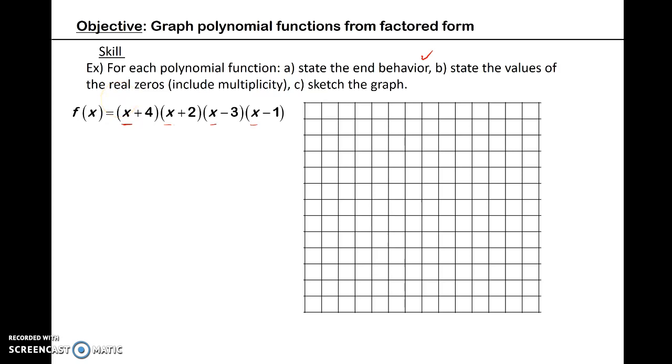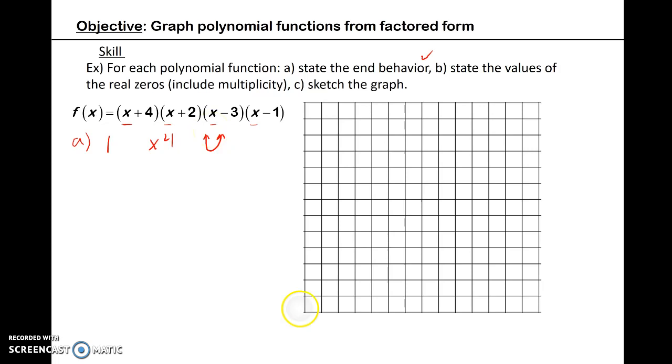So for A, we have a leading coefficient that is 1, and our function is going to be a quartic function. So it kind of looks something like this.